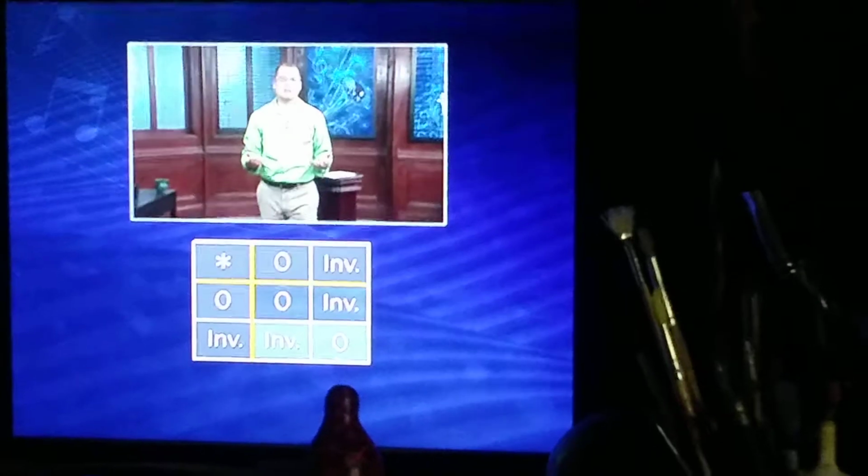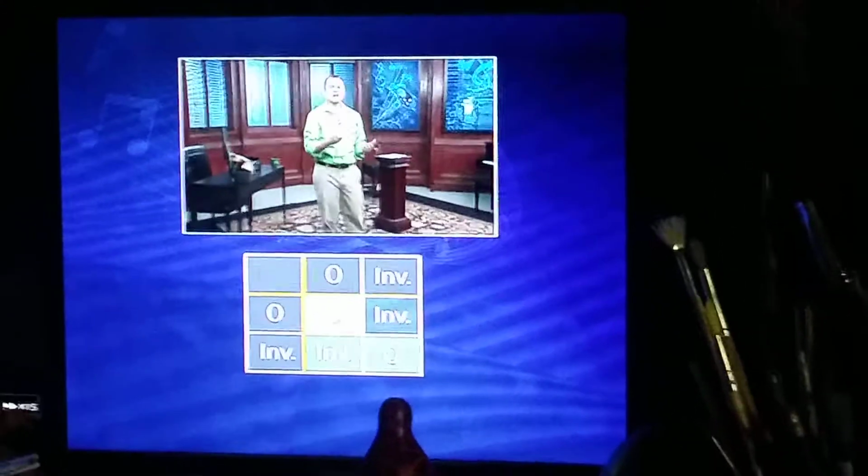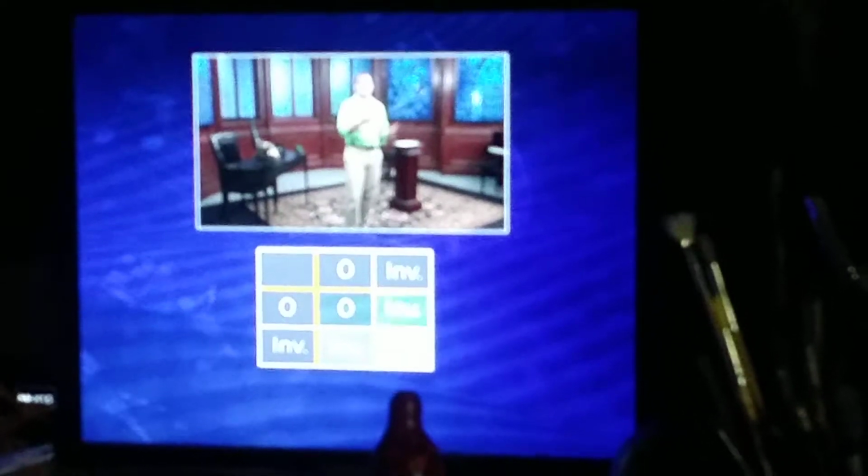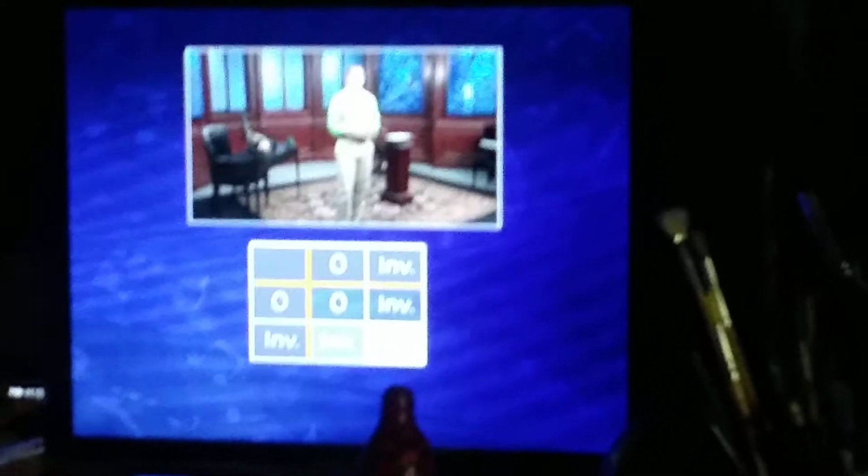Some of the outputs are obvious. If you do nothing and then do nothing, you've done nothing. If you do nothing and then an inversion, that's just an inversion. A little bit trickier is if you do an inversion and then do another inversion, you get back to the identity. You get back to the do-nothing transformation.